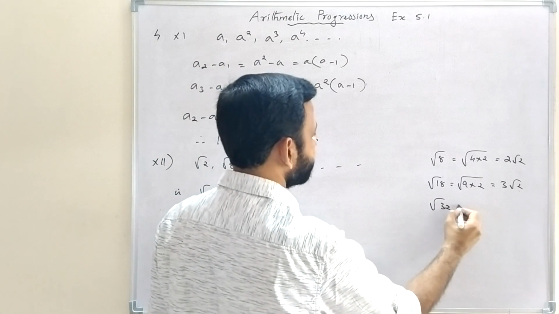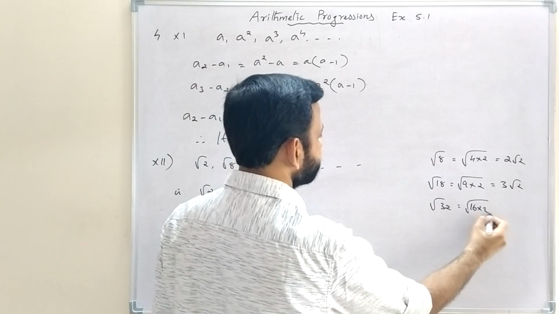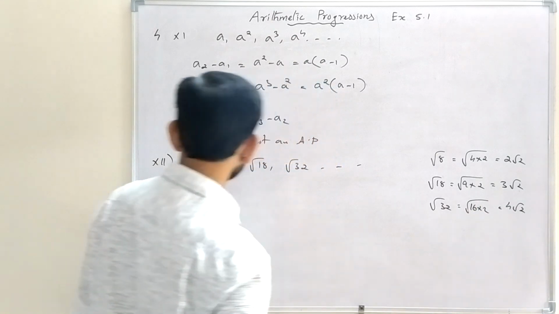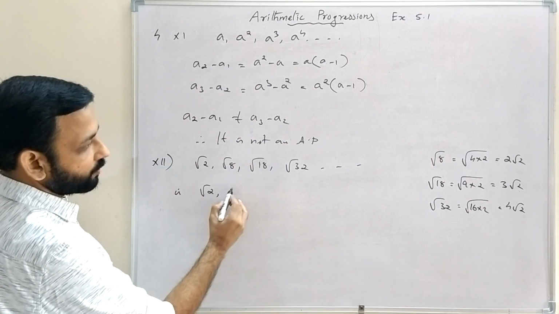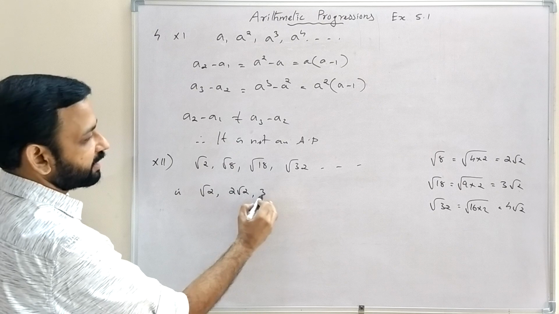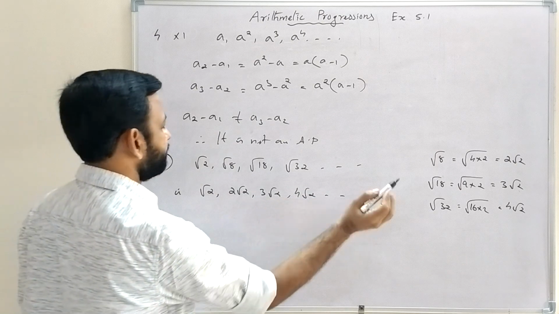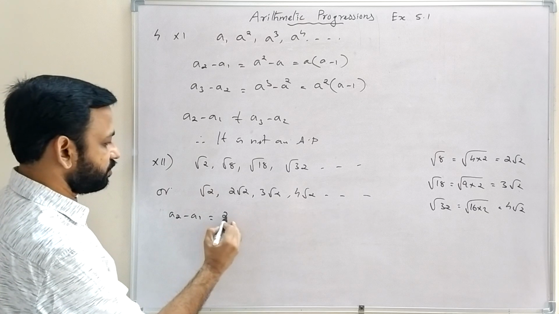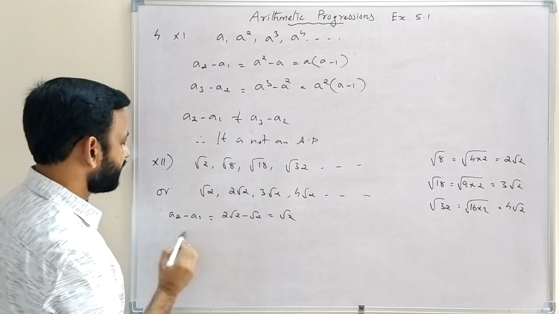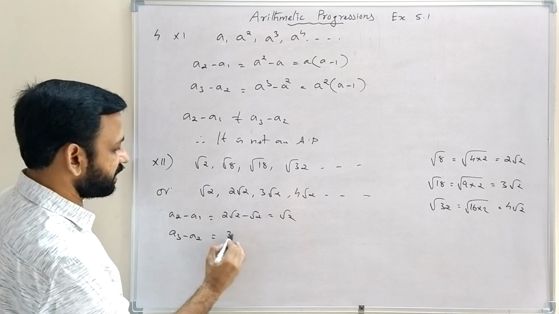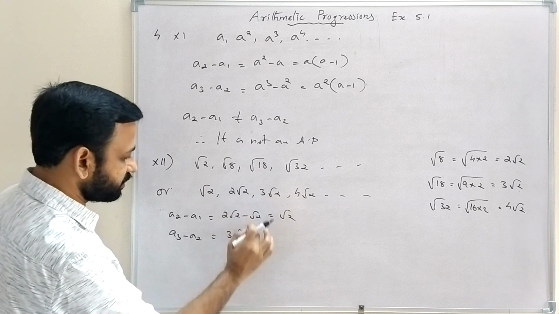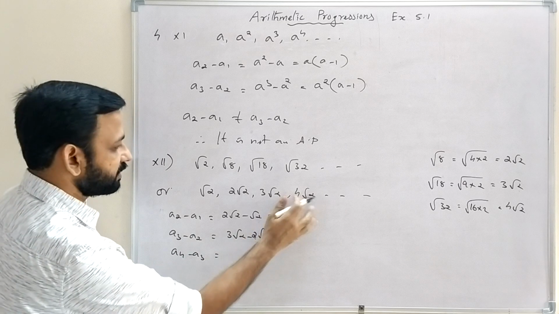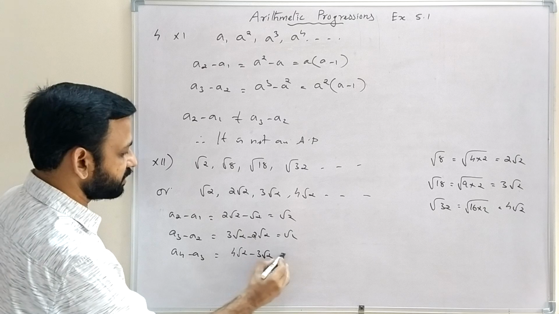And root 32 we will write as square root of 16 into 2, that is square root of 16 into root 2, that is 4 root 2. So it can be written like this: root 2, then 2 root 2, then 3 root 2, then 4 root 2, etc. Then A2 minus A1, that is 2 root 2 minus root 2, that is root 2. Then A3 minus A2, that is 3 root 2 minus 2 root 2, that is also root 2. Then A4 minus A3, that is 4 root 2 minus 3 root 2, that is also root 2.